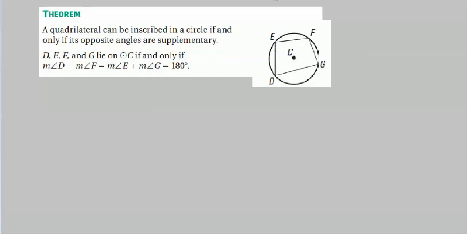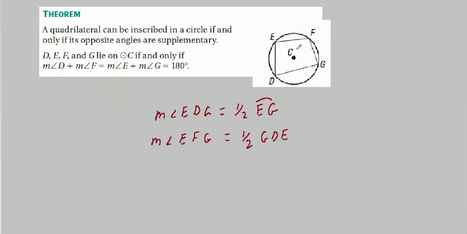Well, this one looks a little weird, but it's not too bad, really. How in the heck are we going to prove that these opposite angles add up to 180? Well, once again, we're going to use arc measure. For instance, EDG, that's one half the measure of arc EG.